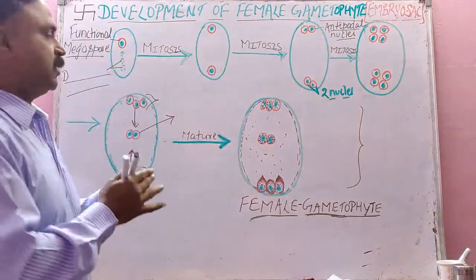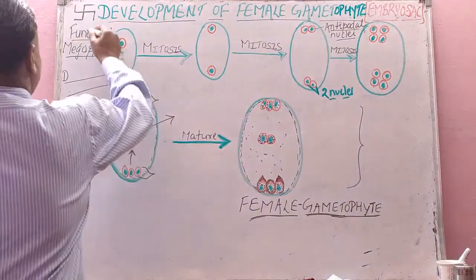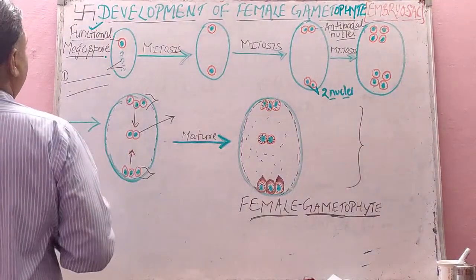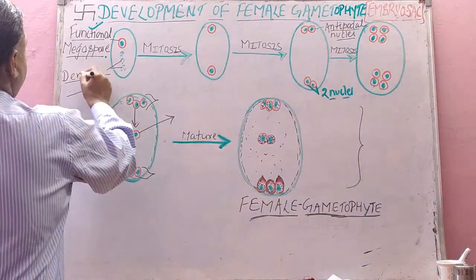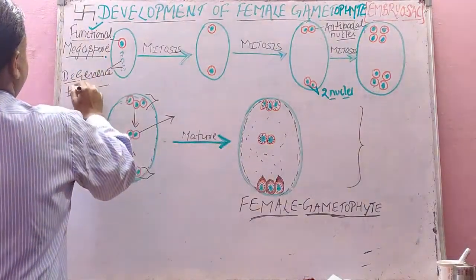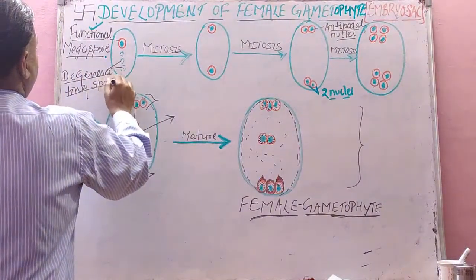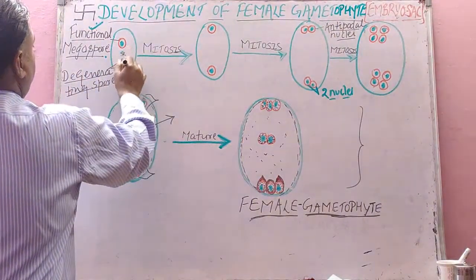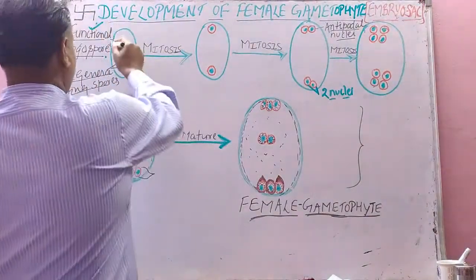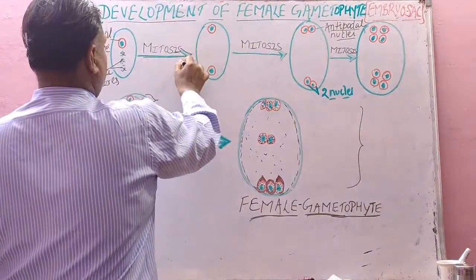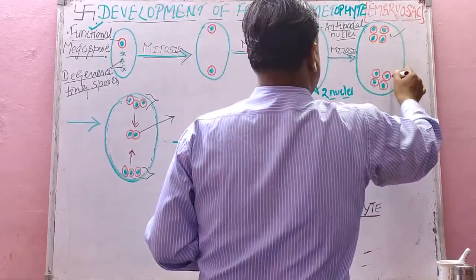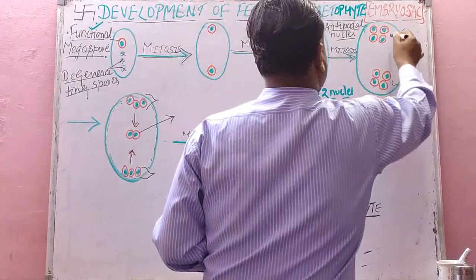If you remember the last question, one megaspore was remaining, that becomes functional, and the others degenerated. These 3 spores degenerate and one was the functional megaspore. Student, this will go through 3 times mitosis division and will ultimately produce 8 cells in a sac, 4 on each pole.